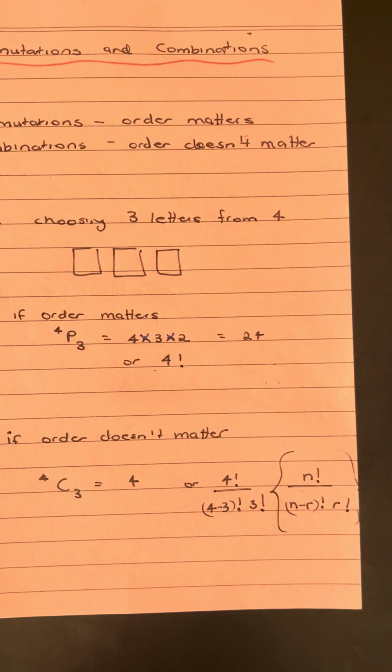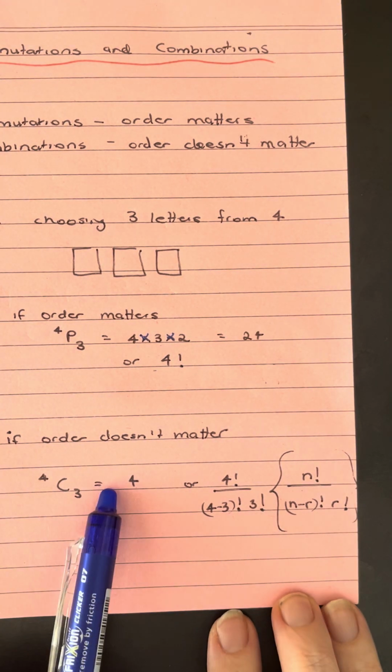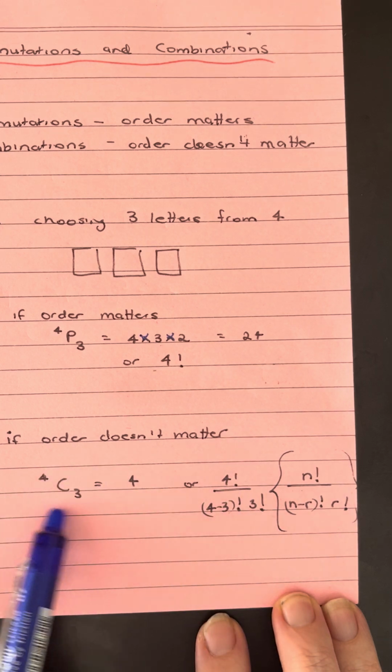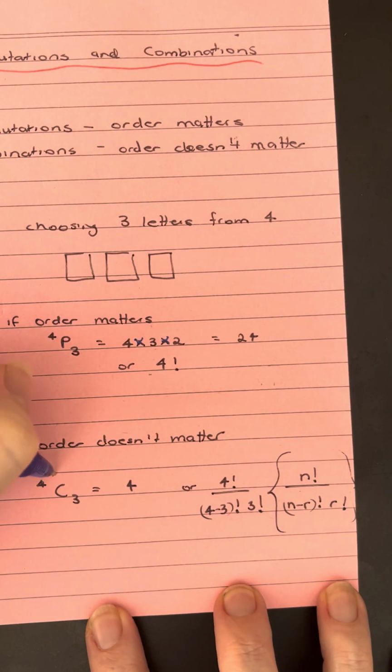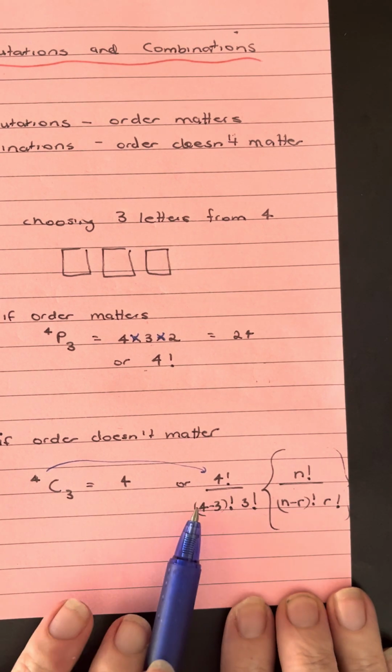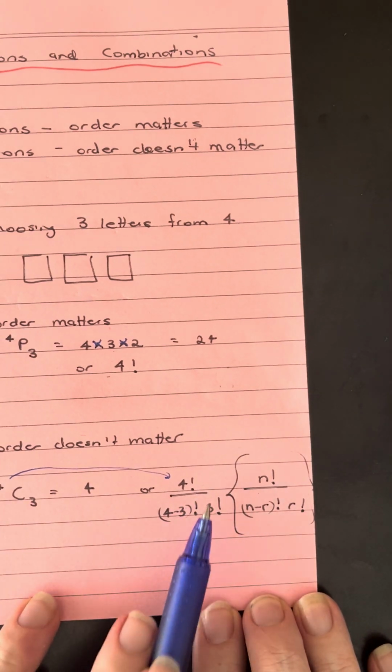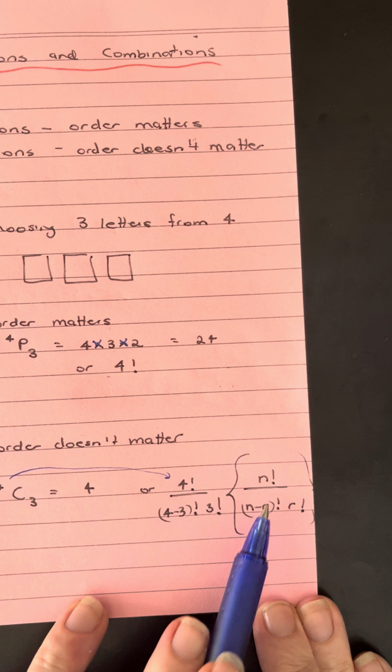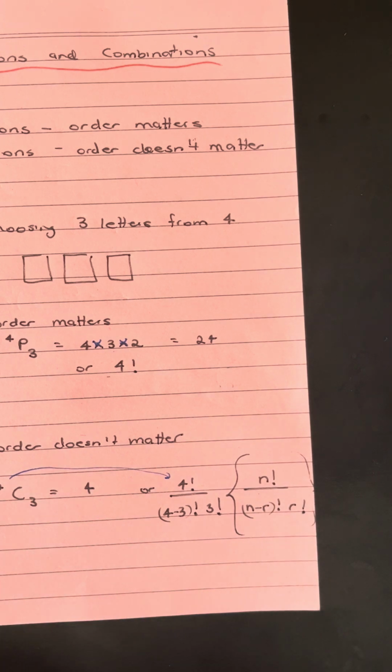The other way we can work it out is using our factorial rule, which is that on the top for that 4C3, we would have 4 factorial on the top, and then on the bottom, we would have the (4 take away 3) factorial times 3 factorial, or (n minus r) factorial and r factorial as our rule there. And when we sub that in, that's how we would get our 4.